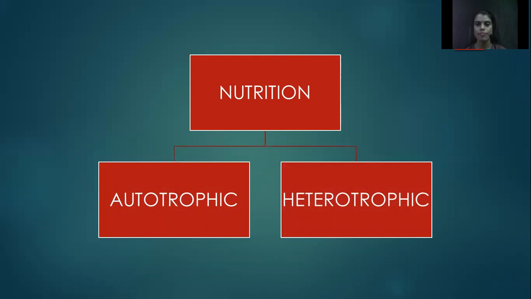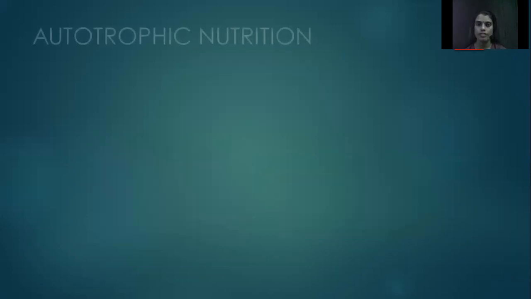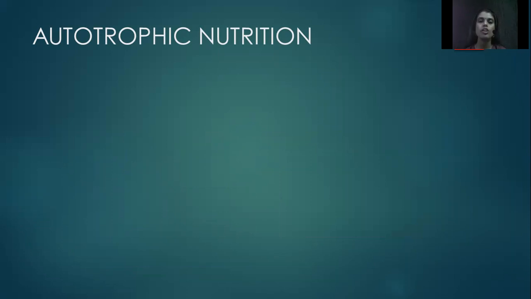Auto means self. Autotrophic means where the food is prepared by self. Okay. In plants, what happens? Plants prepare their own food by themselves using some inorganic compounds. What are the inorganic compounds which the plants use? They are carbon dioxide and water. And using light as the energy source, they convert this carbon dioxide and water into carbohydrates, which is the food source. Clear?